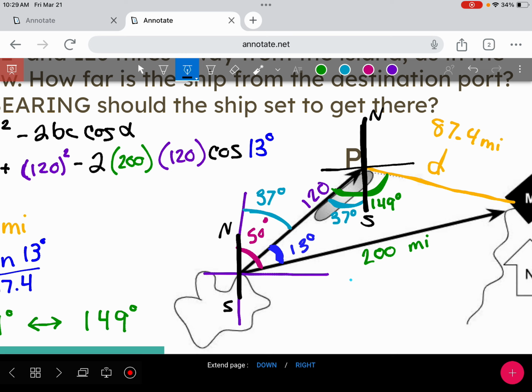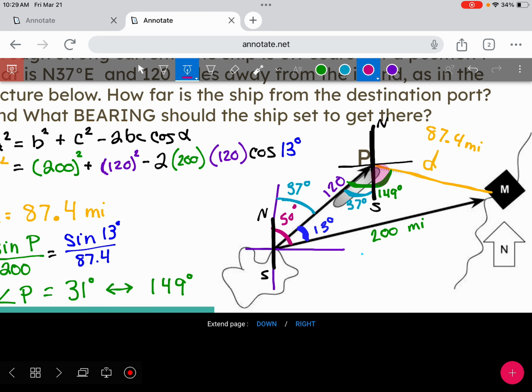Oh, so do we only need like the not blue and green part of angle P? Do we only need the half angle? We need to know what that angle is. Oh, okay. That's the piece I need for my bearing. What piece do we get for that pink angle? We get 112. So we could go south 112 east.